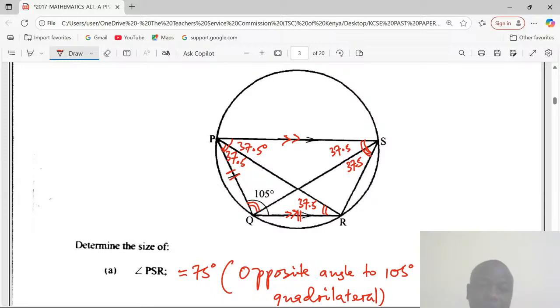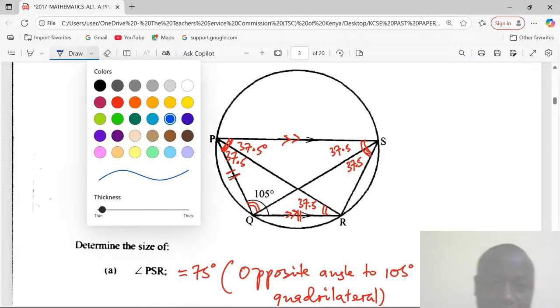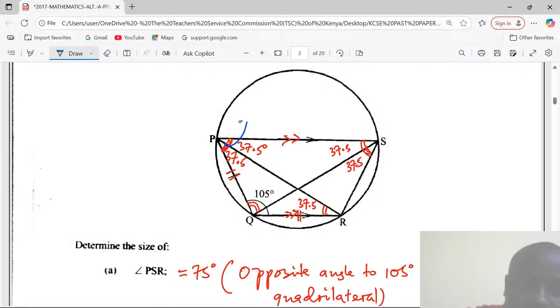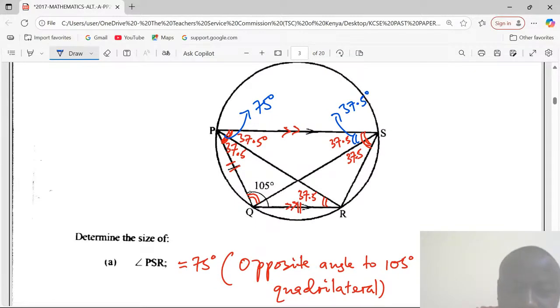Now, that angle is 37.5, meaning that the whole angle at P is 75. Let me show you something here. The whole of this is 75, and the whole of this is 37.5. So now we can talk about the smaller angle at this point, because that is a whole triangle. It's a triangle on its own.